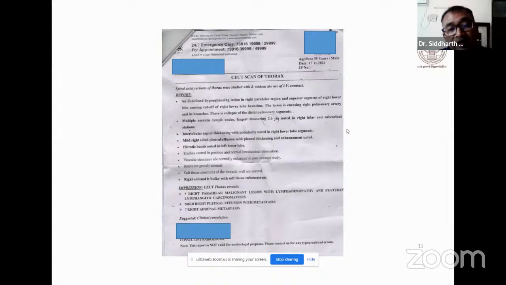It's like bad news after bad news. Mild right pleural effusion with metastasis, right adrenal metastasis. So it has already metastasized. It has gone to stage 4, right? So not a great case to deal with. If you start giving chemotherapy to such a patient, the normal overall survival is about 7 months, right?